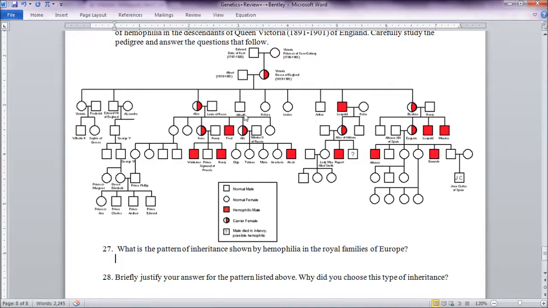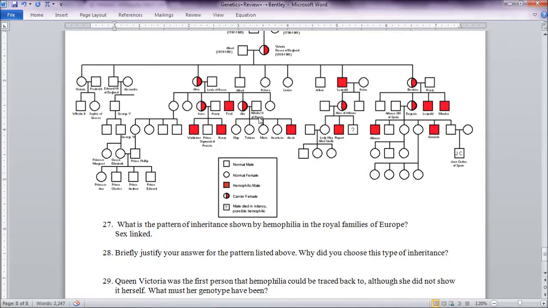And that is because the pattern of inheritance is sex-linked. We know it's sex-linked because it seems to only affect the males. It must only affect the males because the boys only have one copy, and so they don't get a chance. Girls like Alice and Irene and Alex and Victoria herself are all able to hide that hemophilic gene because they have a good copy, one from Dad.